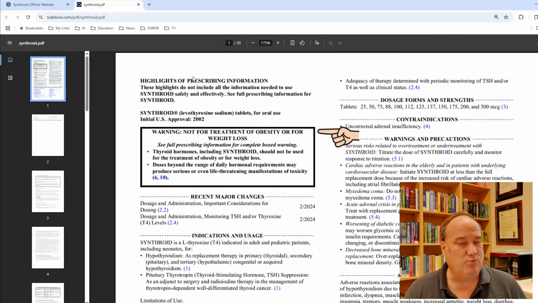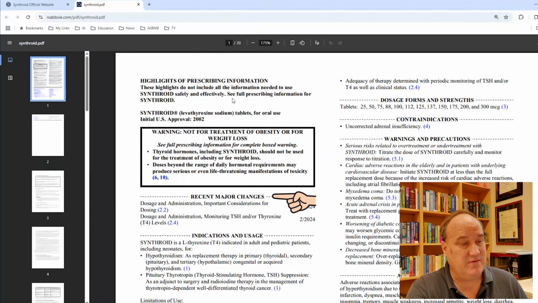The big black box warning is particularly noted, and they want you to be aware that this should not be used as a treatment for obesity or weight loss. So that's actually pretty important to take into account there. And then they also have another warning about doses beyond the range of daily hormonal requirements, which may produce serious or even life-threatening manifestations of toxicity. So that should be especially noted by the healthcare professional.